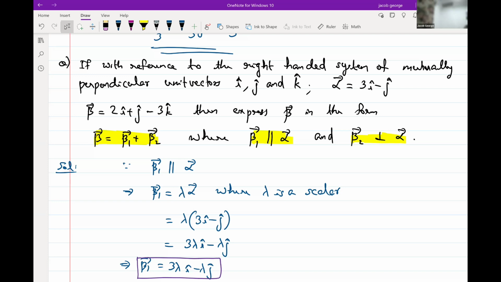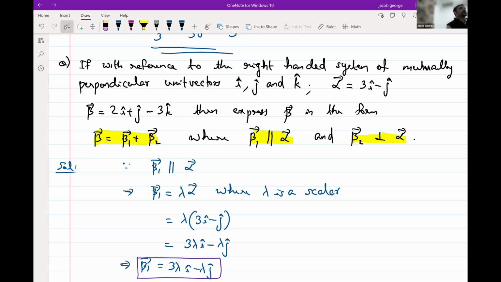Okay, parallel or collinear vector. In vector, parallel or collinear are of the same meaning. How to write it? One of the vectors will be the scalar multiple of the other. Beta 1 vector is lambda times alpha vector. Okay, so then we substitute for alpha vector. What is alpha vector? 3i minus j is alpha vector. Then we have to open the bracket. 3 lambda i minus lambda j. This is our beta 1 vector.